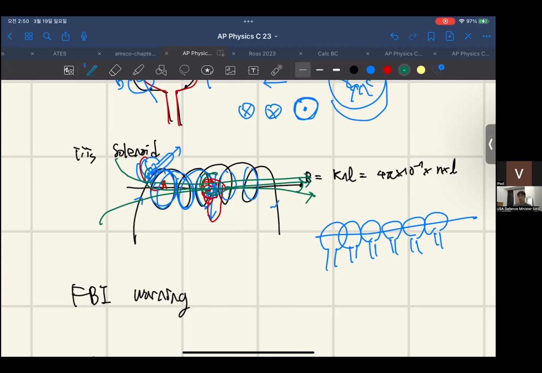And if you want to calculate the magnetic field at the middle of your solenoid, then you can use this formula, K N over L. Now, N is the number of times the solenoid is wrapped, and L is the length of the solenoid, and K is a constant, which would be 4 pi times 10 to the power of -7 for a solenoid.